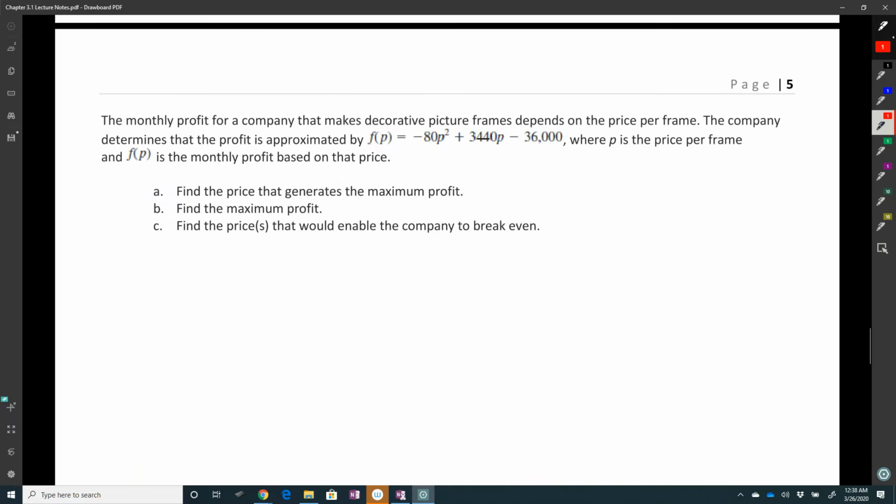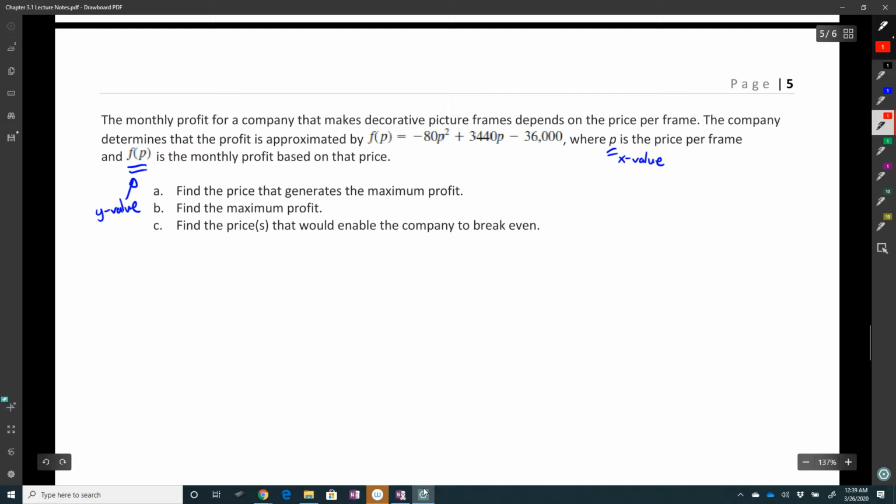So I'm on page 5, and it says the monthly profit for a company that makes decorative picture frames depends on the price per frame. The company determines the profit is, and they give you the equation, where P is the price per frame, and F of P is the monthly profit based on that price. So here, notice that P is like your X, whereas F of P, that's your Y value. So they say find the price that generates a maximum profit.